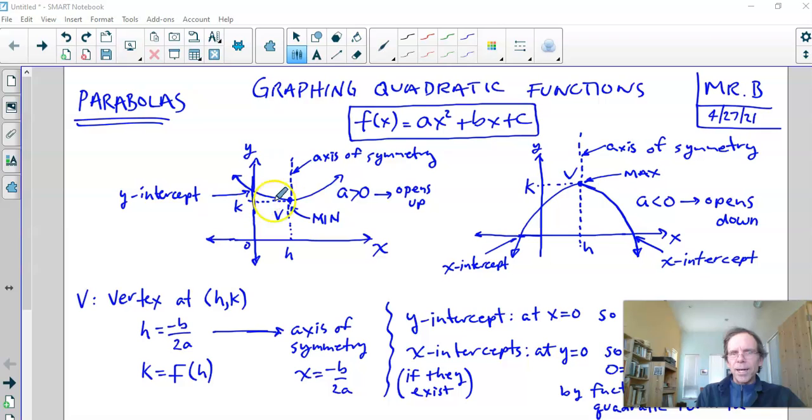Parabolas are symmetric about a vertical line called the axis of symmetry. Both of these graphs have this axis of symmetry. You'll see it here. The equation for that line is very simple. If you know the vertex x location, h, it's x = h. The axis of symmetry is x = h.